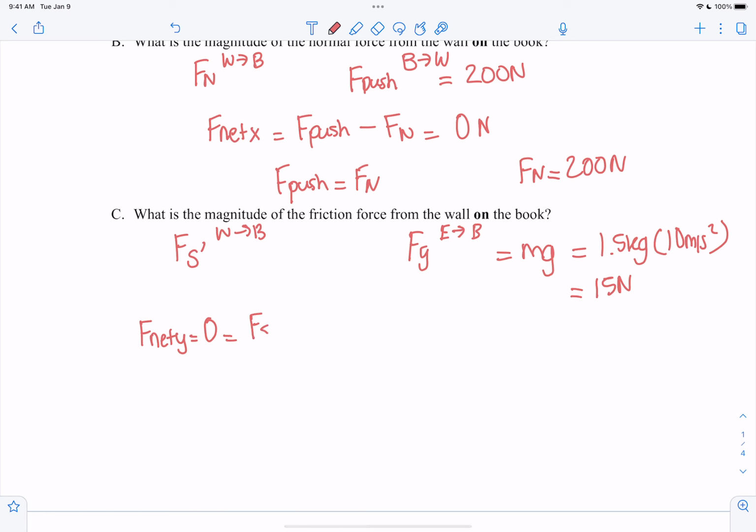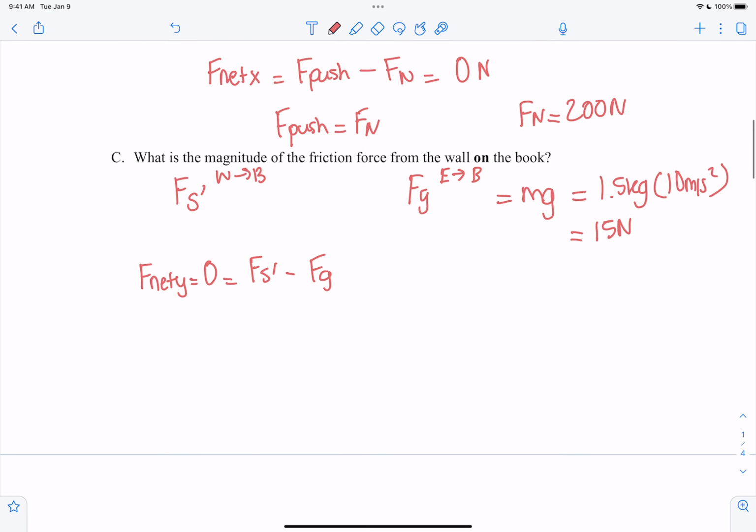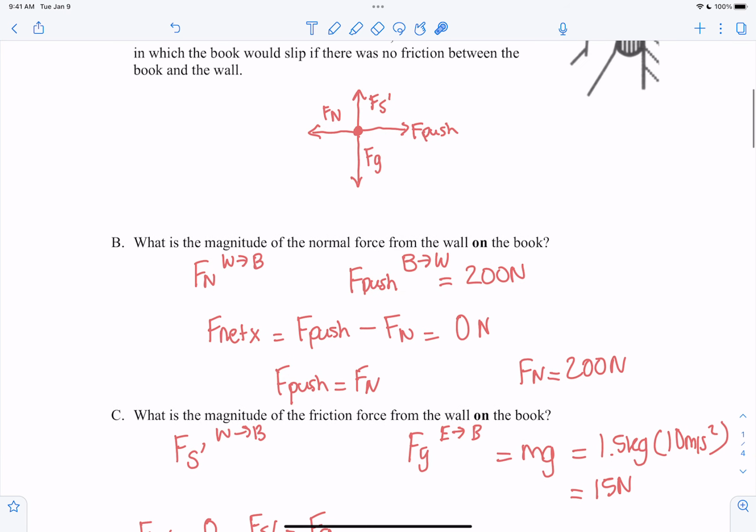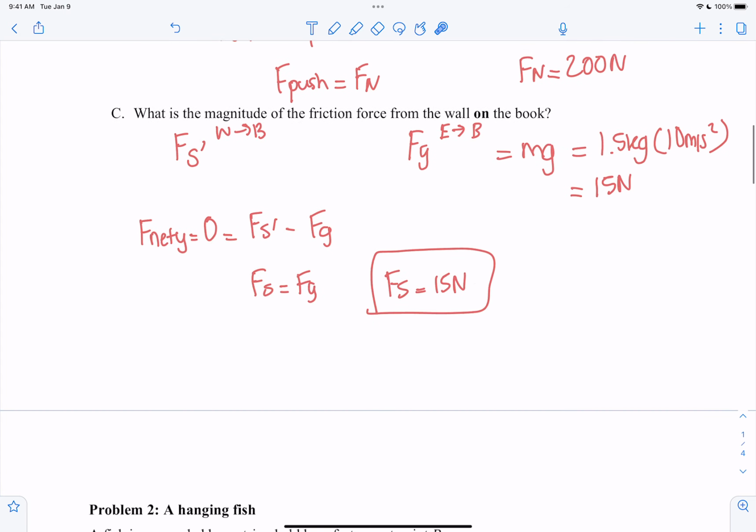So friction force minus the gravity force. In that case, Fs would just be equal to Fg, and so Fs would just be equal to 15 newtons at that point. And that's the magnitude of the friction force. Regardless of magnitude or not, the static friction force is also pointing in the upwards positive y direction, so this is the natural direction for the static friction force.